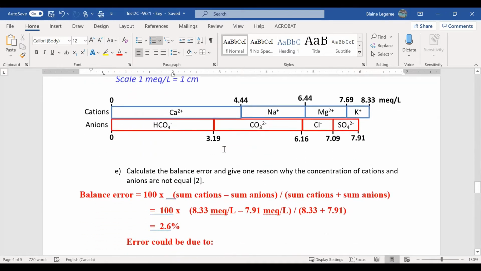Balance error. I think most people had an idea of what the equation was. One or two people missed something with the equation. But this is where the rounding could get people in trouble. So the correct answer is 2.6%. I think if you had 2.4 to 2.8, I gave you the full marks.